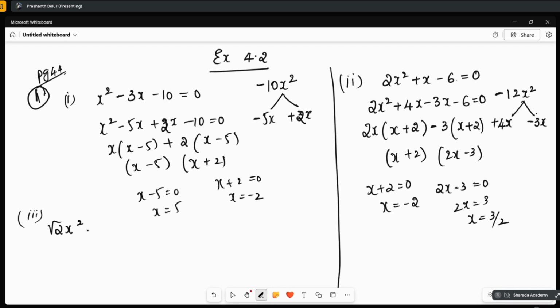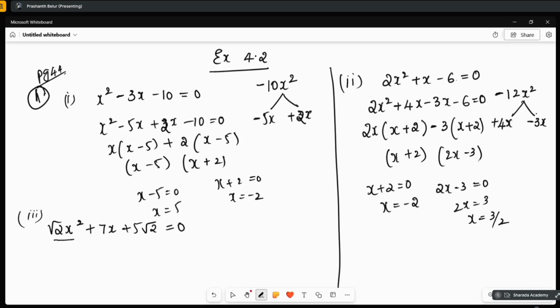Now root 2 x square plus 7x plus 5 root 2 is equal to 0. This is the equation. You have to find the factors, then the roots. So what do we have to do first? Listen to this one, everyone.